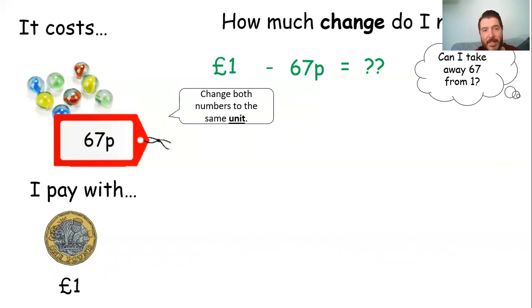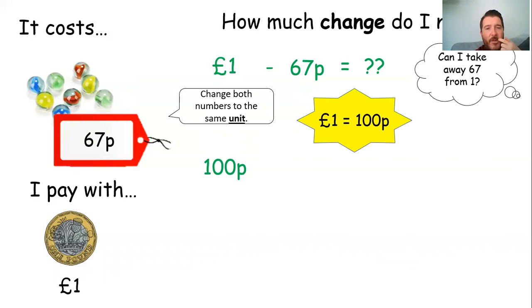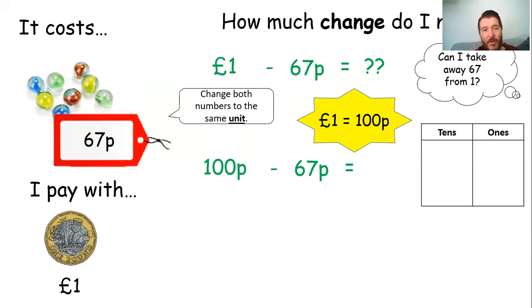Now I know, because I've learned this, that £1 is the same as 100p. So I'm going to change the £1 to 100p. And then I can do my subtraction sentence. 100p take away 67p equals, and I use tens and ones to solve this one. So I've got my 10 tens, which makes 100. I can't take away 7 from 0, so I'm going to exchange 1 ten for 10 ones.